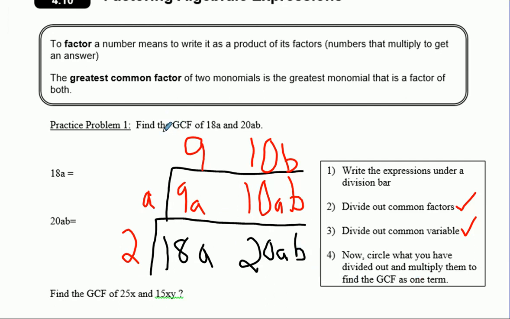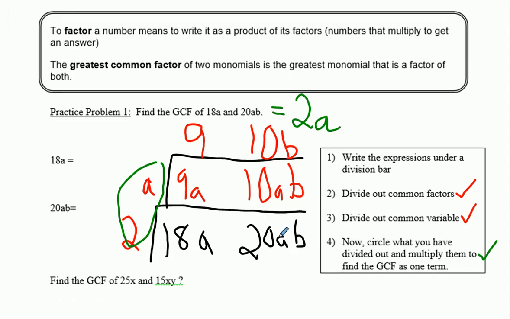Now it seems like I'm done. They have nothing else in common, no more numbers in common, no more letters in common. I'm going to circle what I divided out, and I'm going to multiply those together to find the GCF. So the GCF of these two is 2 times a, or just 2a. There we go. Check.